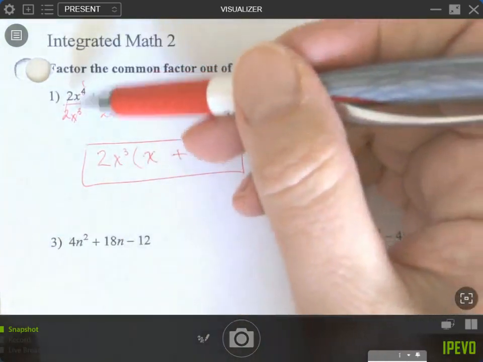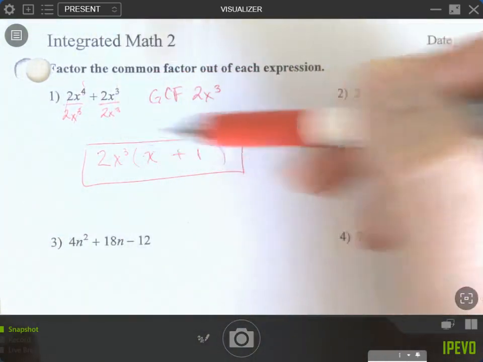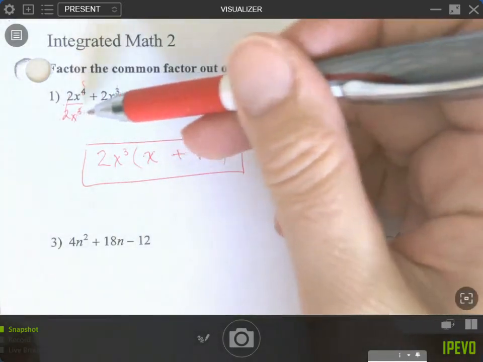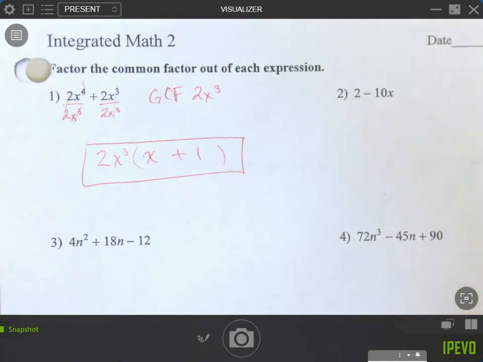Whether you get to it by looking at each piece or reversing distribution, as long as you're getting it correct, that's good. I think this is really helpful when you get into multiple variables or bigger numbers. Can you put a 1 before the x? You can have a 1 in front of the x. That would not be wrong.